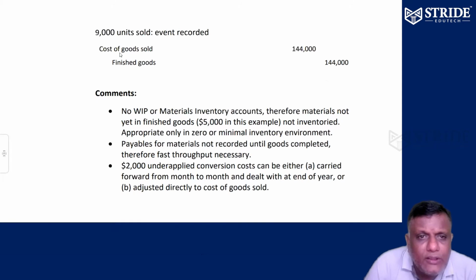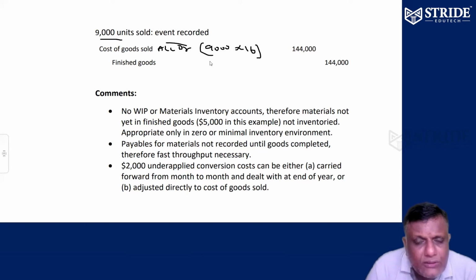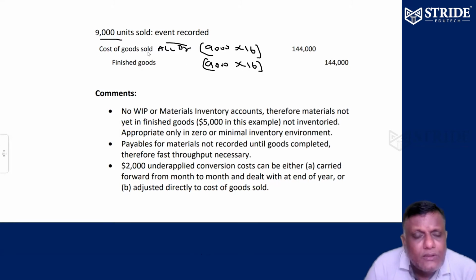So 9,000 units sold. We have to make an entry for this. Cost of goods sold account debit is equal to 9,000 units into 16, which is 144,000. That is transferred from finished goods. Cost of goods sold account debit to finished goods, 144,000.